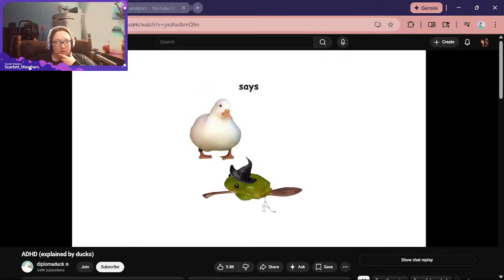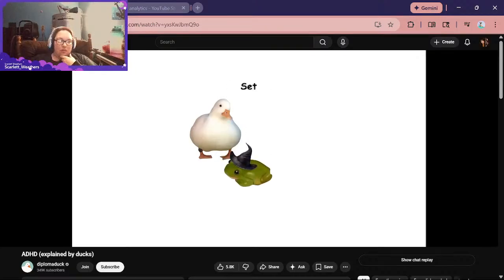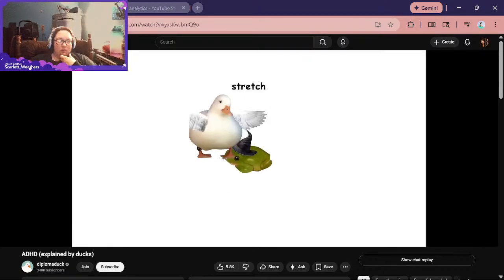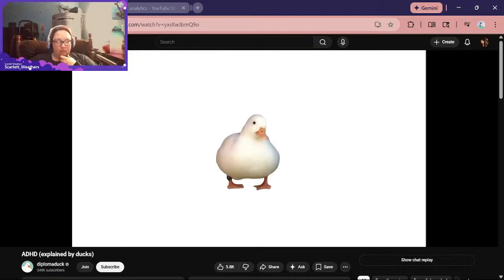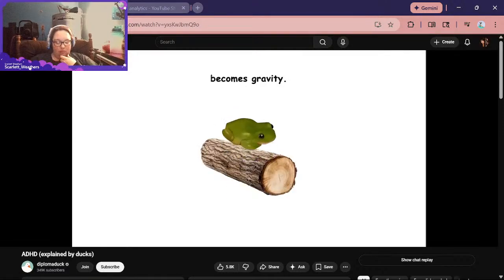Wise Frog says, hyperfocus can be magic, but don't burn feathers. Set timers, drink water, stretch wings. Duck nods, hydrates, still staring at twig. Still a good duck. Sometimes interest becomes gravity.